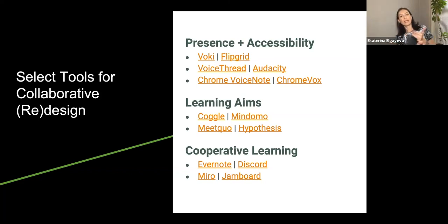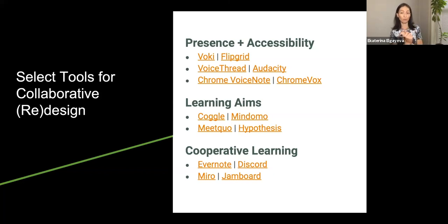But Voki is an avatar app. So if you wanted to be really inventive and create an avatar of yourself to share with your students, that would be the persona, the presence, you could do that. Flipgrid is amazing. It's super easy, right? And it's just like a minute or however long you want to make the video. And it's something that I have my students use to do their video introductions, and that I use also myself. VoiceThread is the audio piece, Audacity as well, and then some accessibility stuff.